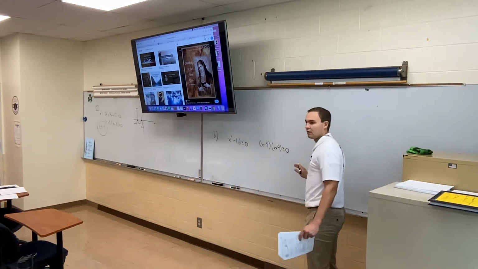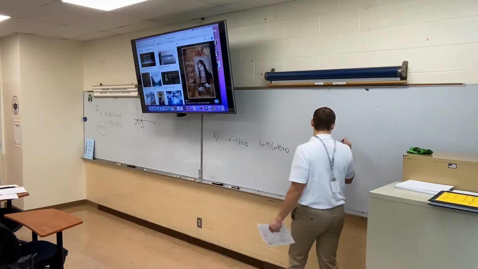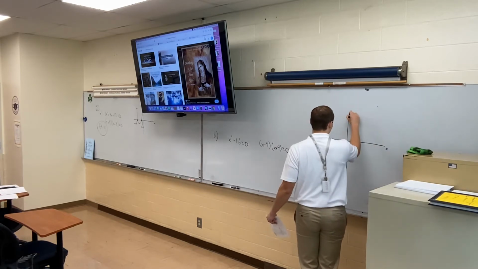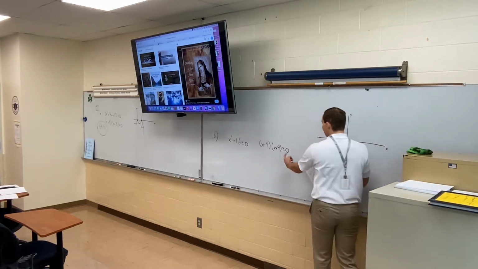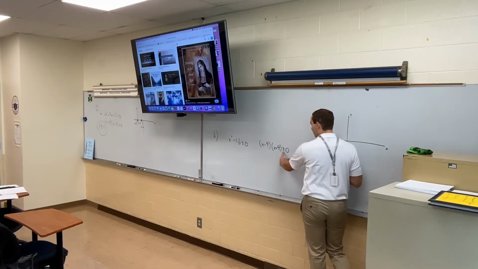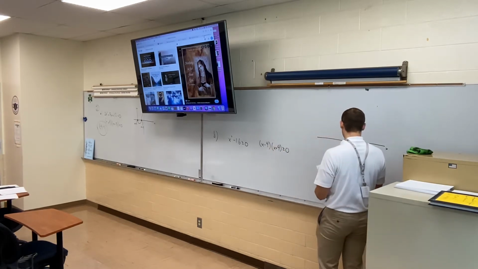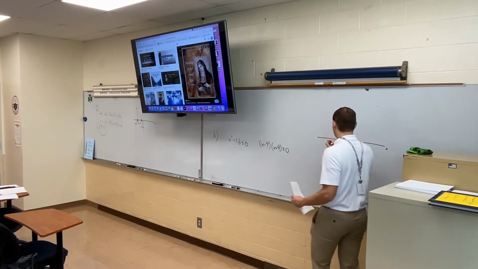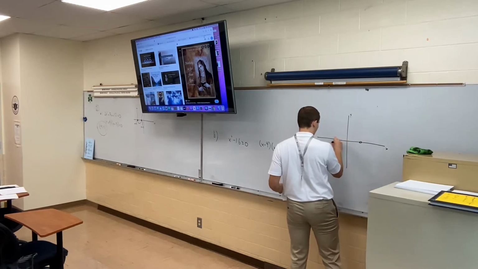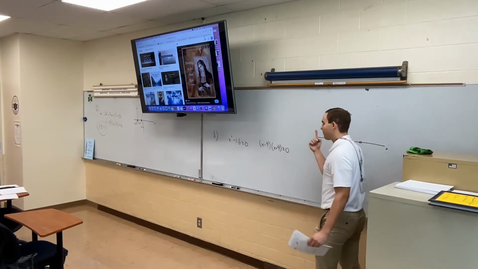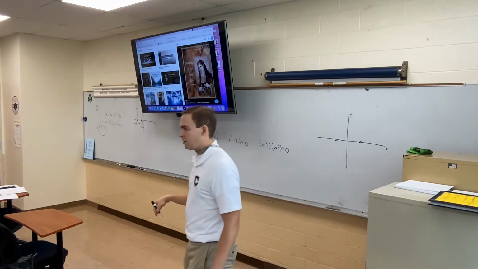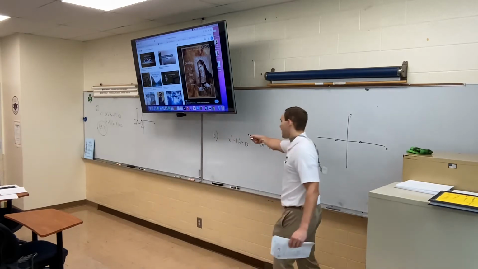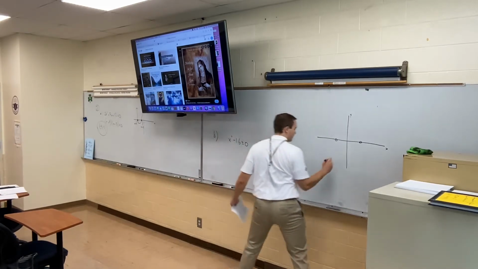What does this graph look like? Where am I going to plot my zeros? Am I going to do solid dots or hollow circles? Solid dots, because this is a greater than or equal to. And where do I cross the x-axis? Negative 4 and positive 4. Do I open upward or downward? Upward. Why? The x squared term is positive, so I'm going to open upward.